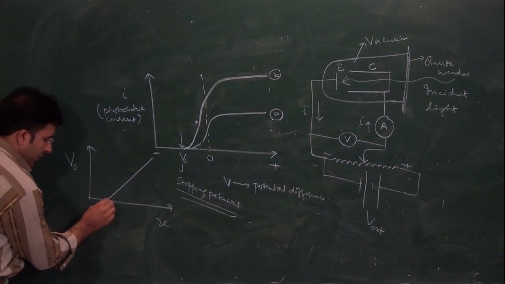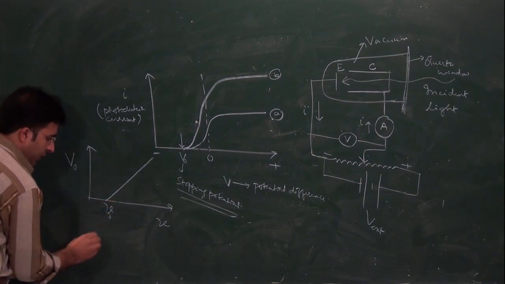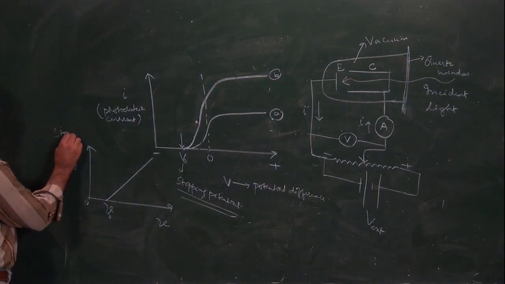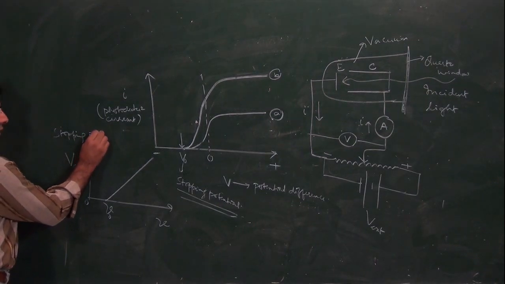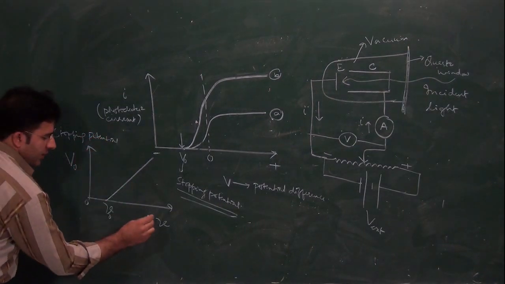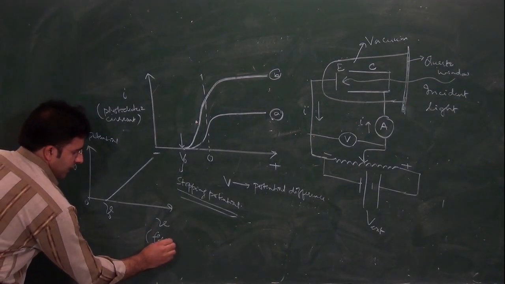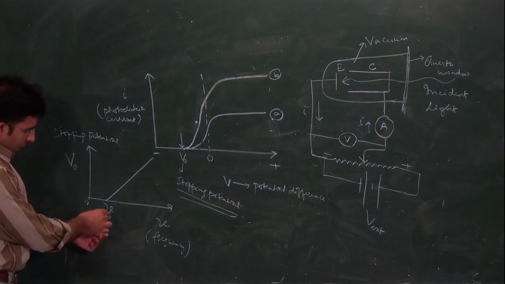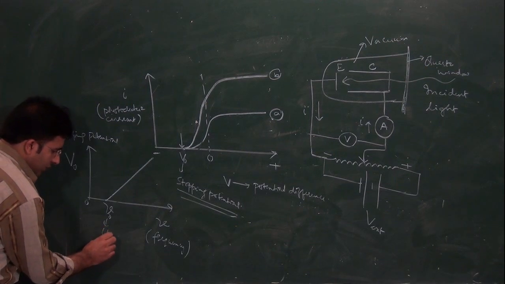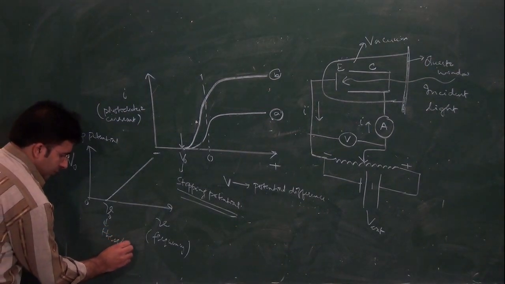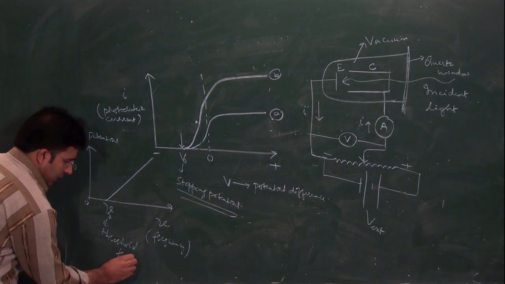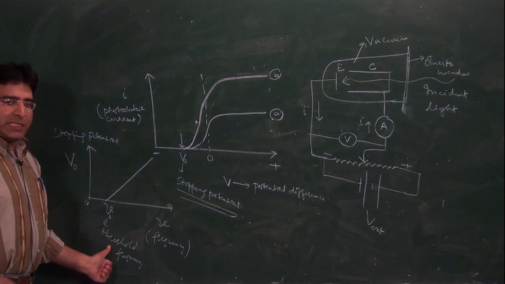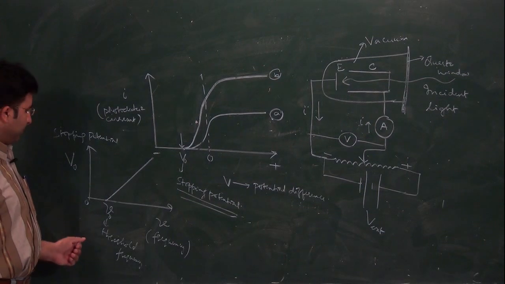And from the graph we see there is a minimum value of frequency when we plot stopping potential. On this side it is stopping potential, on this side nu is representing the frequency of the light. So this value of frequency, nu naught, we call the threshold frequency. Threshold frequency is the characteristic of the metal surface.